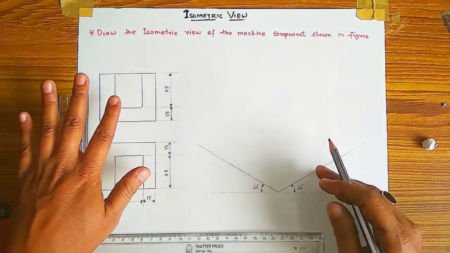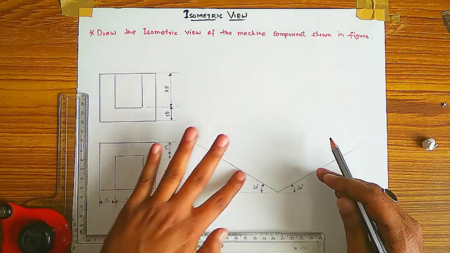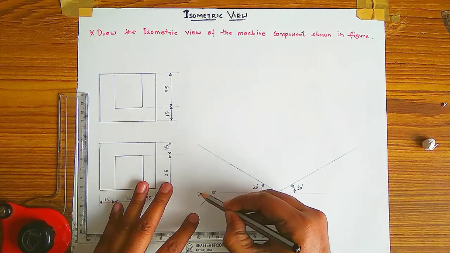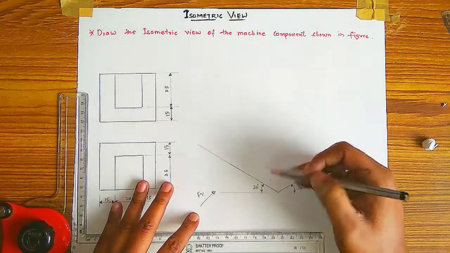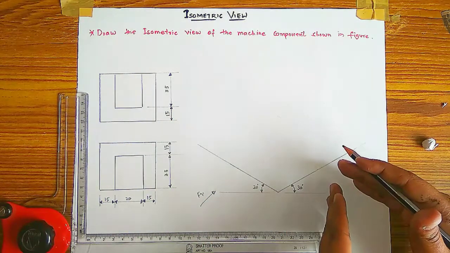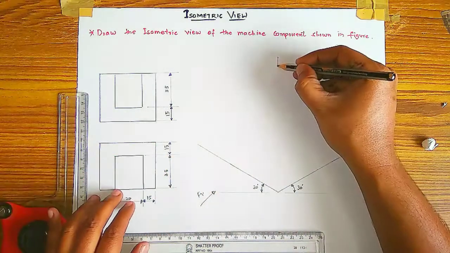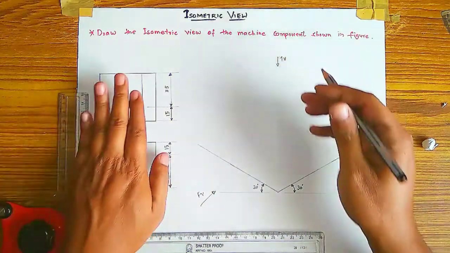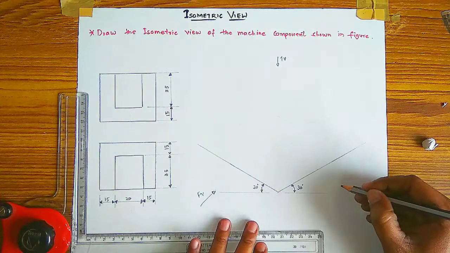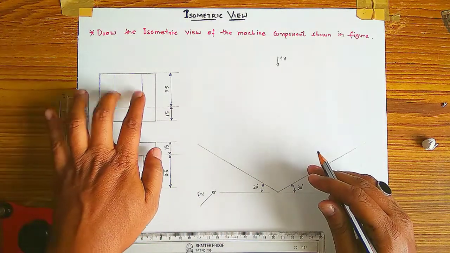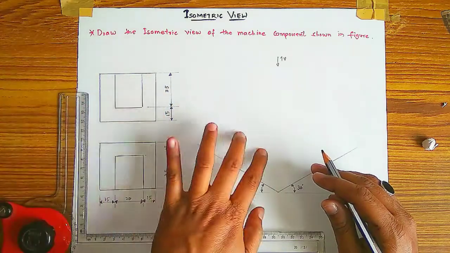Before starting, I am drawing the front view from here, with this angle. You can draw with this angle also, it's up to you. So first I am drawing the front view from here and the top view from here. In the question the side view is not given, so automatically you will have the side view also. First I am drawing the front view with the dimensions given in the question.